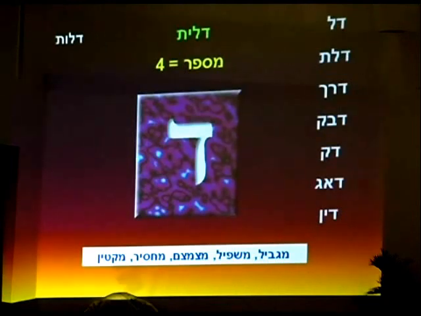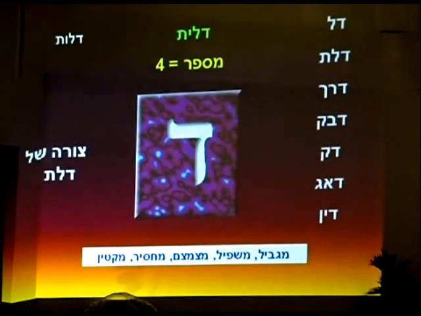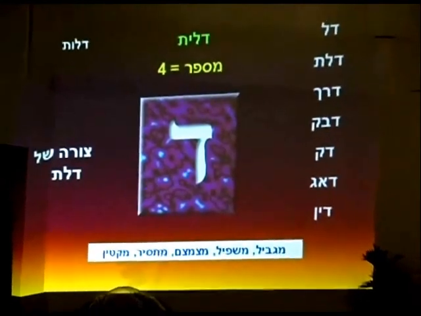Devek, glue. Dak, thin, not expansive. Da'ag, worried, also about something in particular that he's focused on. Din, judgment, very strict. You see how all this dalet is strict, constricting, limiting, each one in a little bit different way. And what does the dalet look like? Like a door. Tzura shel dalet.